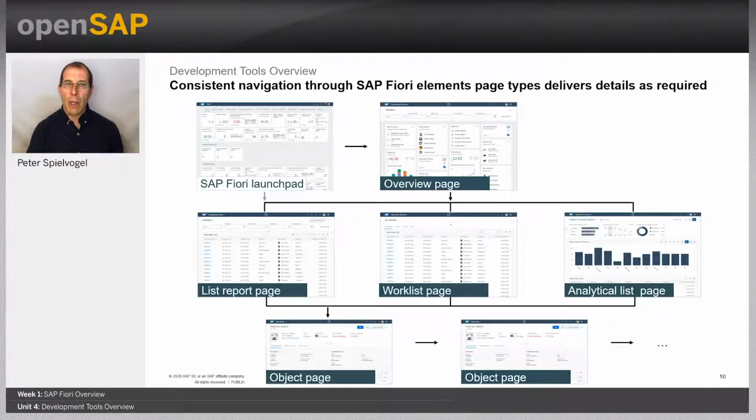The diagram illustrates the typical flow for a user where you start at the launch pad, go to an overview page, see some sort of list of objects that eventually links to details on an object page or a nested set of object pages. For some situations, you might go directly from a title on the launch pad to a list report or potentially even directly to an object page.